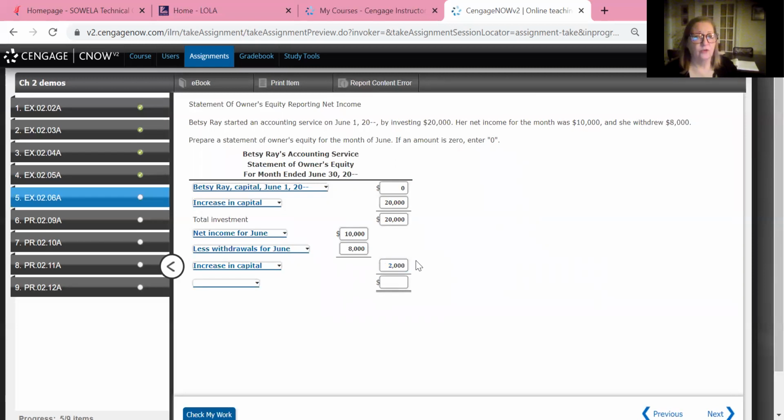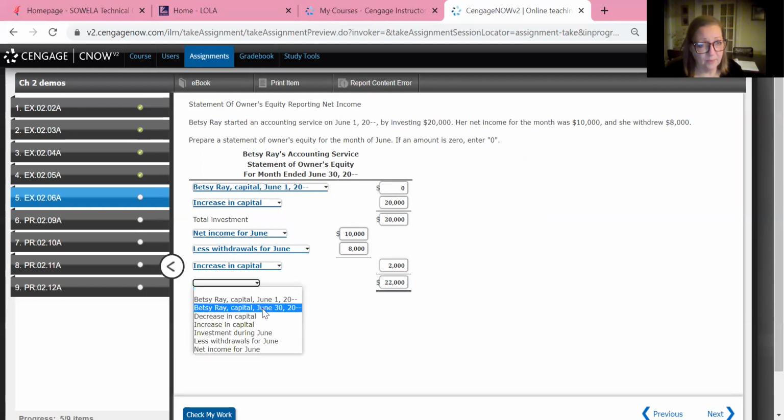So she started out with no equity. She put $20,000 in, and then between the amount that she earned this period and the amount she withdrew of it, she had $2,000 left that she left to be retained in the company. So that retained $2,000 is going to be added to the $20,000 that she invested. So she's going to wind up with $22,000 in capital at the end of the period. And that's what we're going to call Betsy Ray Capital on June 30th.